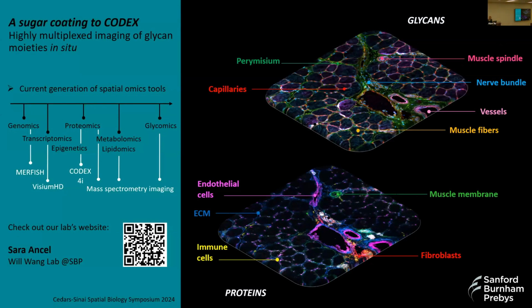Hi, everyone. My name is Sara Ancel. I'm a postdoc at Sanford Burnham Prebys down in San Diego. Today I'd like to share with you our latest effort in the field of spatial glycomics. I'm sure you're well aware that tremendous advances have recently been made in spatial omics technologies, and most of that effort has been done by mapping the transcriptome and the proteome of tissues. However, approaches to gain spatial information on post-translational modifications, including glycosylation, which is the addition of sugar molecules to proteins, have remained scarce.